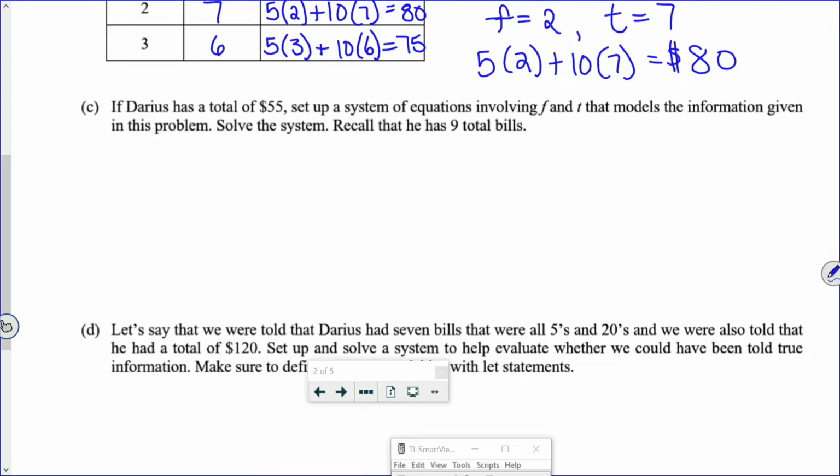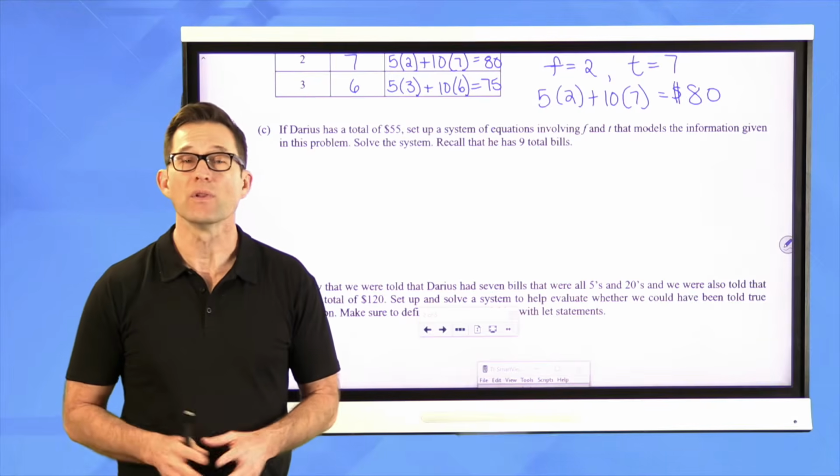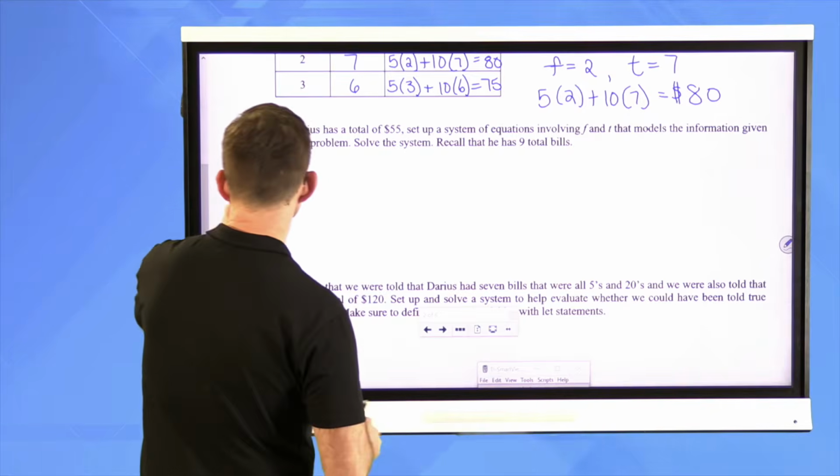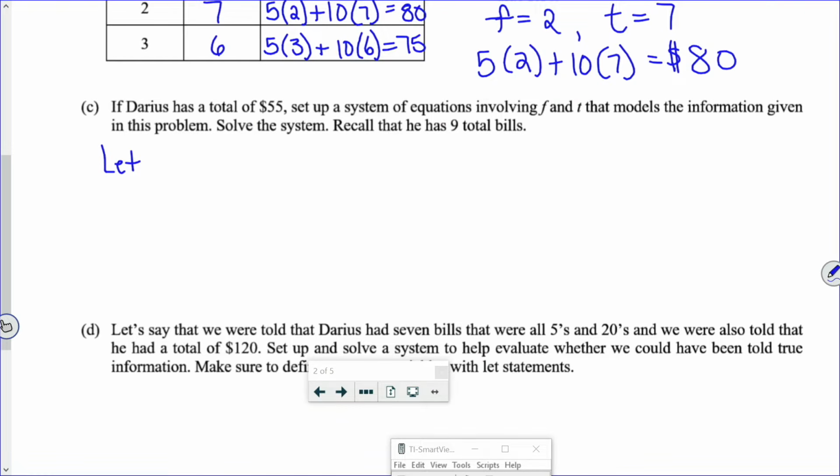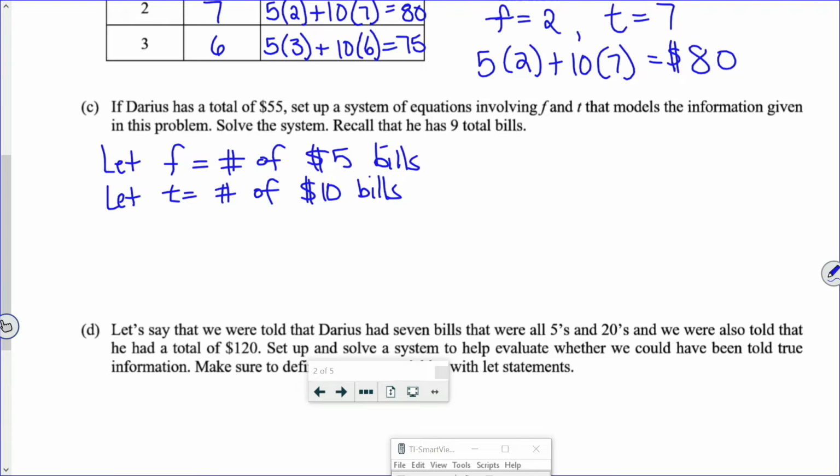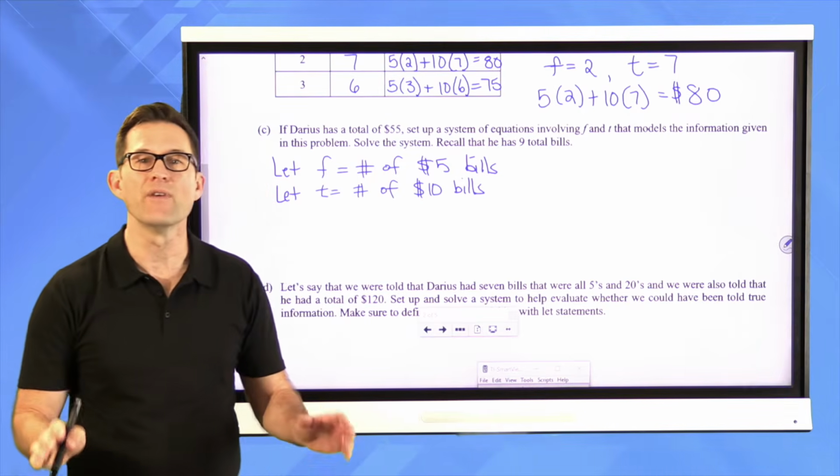Letter C. If Darius has a total of $55, set up a system of equations involving f and t that models the information given in this problem. Solve the system. Recall that he has 9 total bills. Okay, so let's set this up. Now remember, I'm going to write down some let statements, even though I sort of did it before. Let f equal the number of $5 bills, and let t equal the number of $10 bills. Again, we already defined that up in letter B, but I just want to be very clear about it.